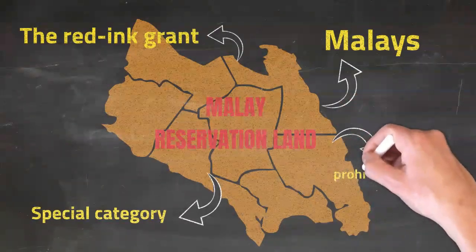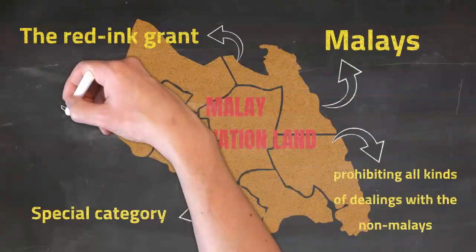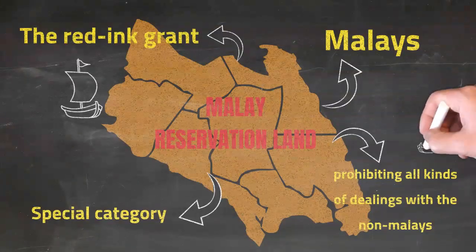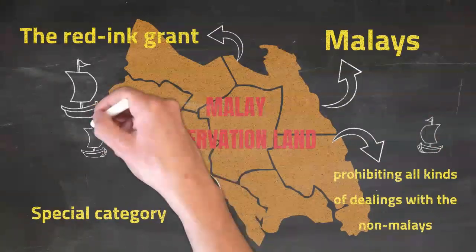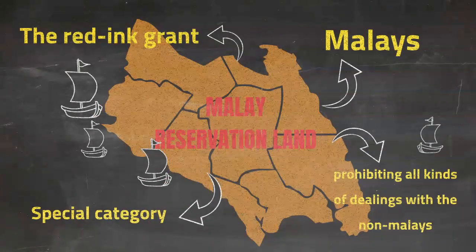This is to preserve the Malay race by prohibiting all kinds of dealing on Malay reservation land with non-Malays, which means that it can only be transacted amongst Malays, and any attempt by non-Malays in dealing with Malay reservation land will be held null and void.